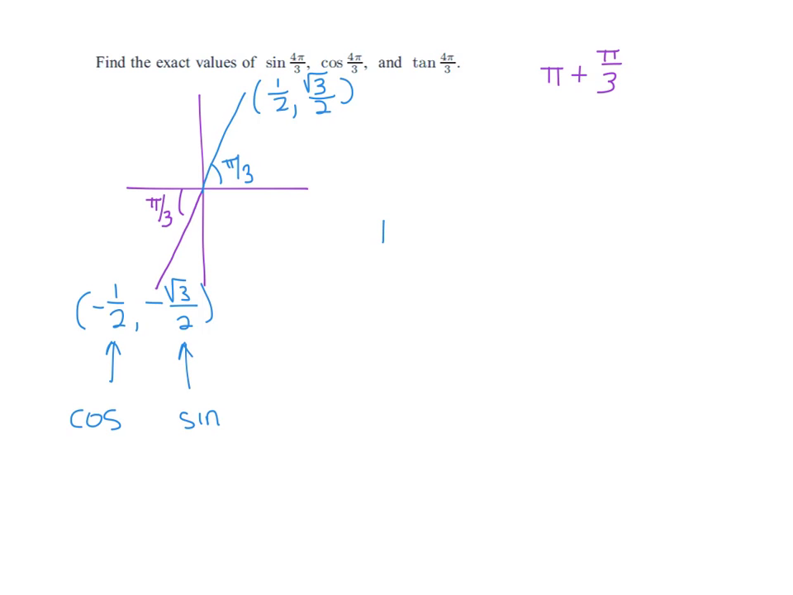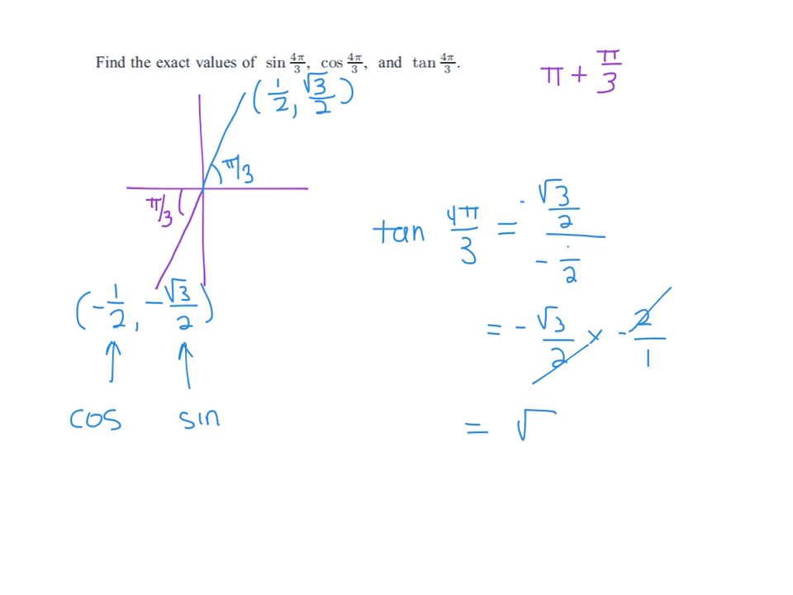For the tangent of 4 pi over 3, it's the same as sine over cosine. So that's negative square root of 3 over 2 over negative 1 over 2. Multiply by the reciprocal, 2 over 1. Cancel out the negatives as well, so we're left with square root of 3.